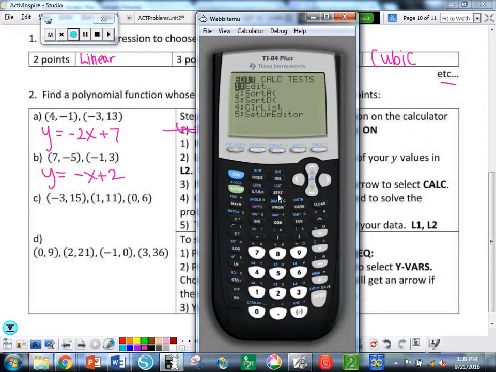This time on part C, if I edit my list, I'm going to have 3 in L1. So tell me what goes in L1. 1, 0. Okay, what about in list 2? 15, 11, 6. Is that all right? So now what? Stat, calc. This time I'm getting 3 points. So now I'm going to be doing a quadratic regression. Option 5. So A is 2, B is 3, C is 6. So how?